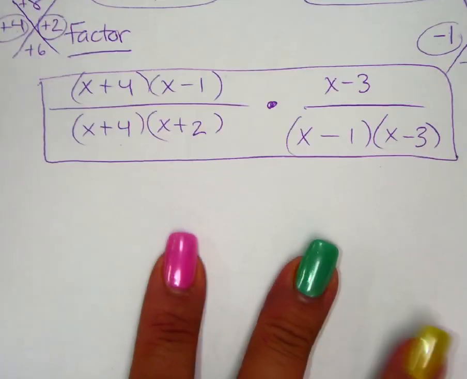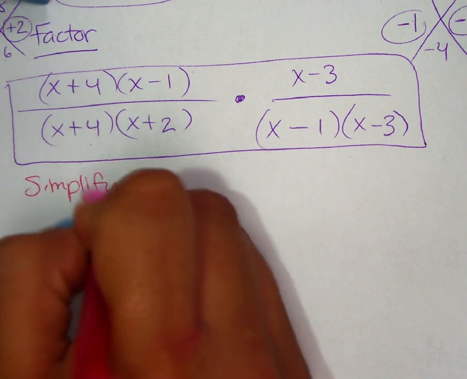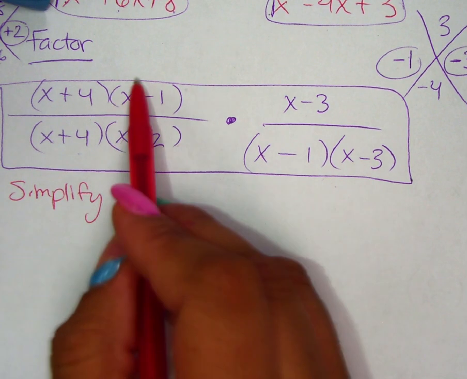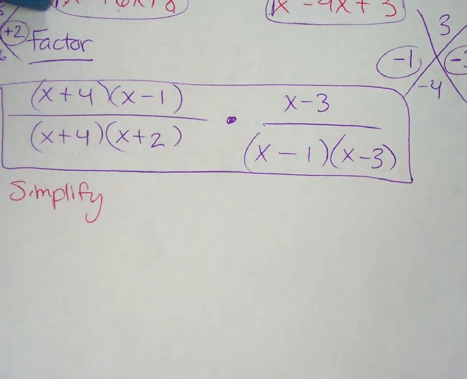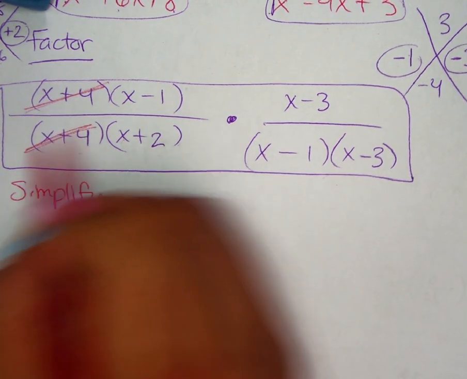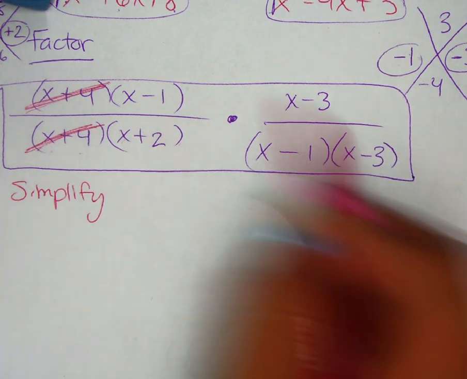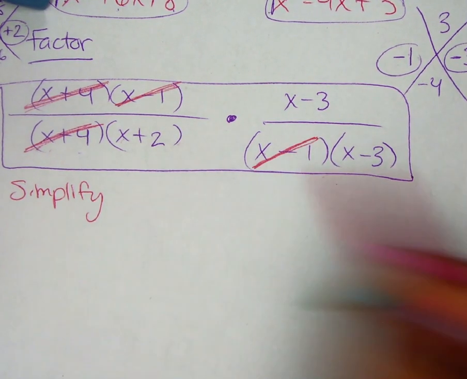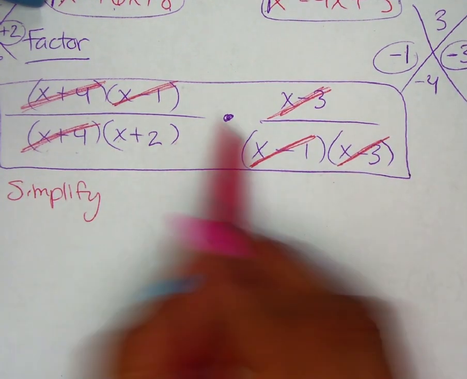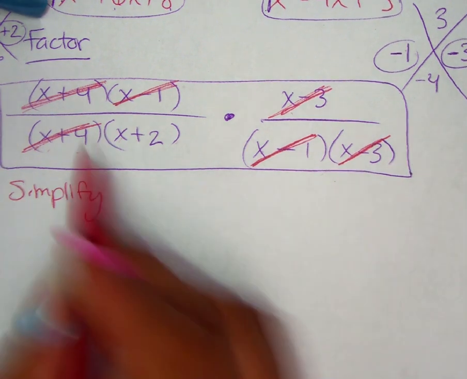Now that we have the factored form, we are going to simplify. So to simplify, we now look at the factors in the numerator and factors in the denominator and reduce or dash out the factors that are the same. So x plus 4, x plus 4, we can dash those out. They reduce to a 1-to-1 ratio. Another one is x minus 1, x minus 1, and then another one is x minus 3 and x minus 3. This gets rid of all the factors in the numerator, which means that we can no longer reduce.